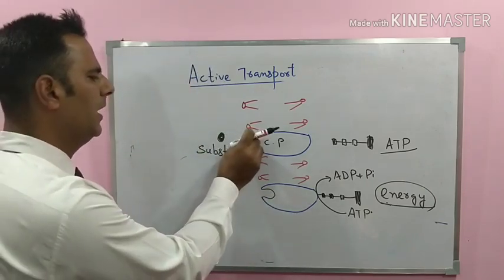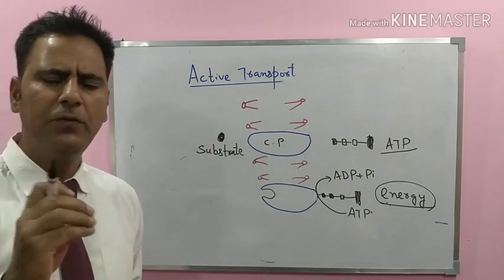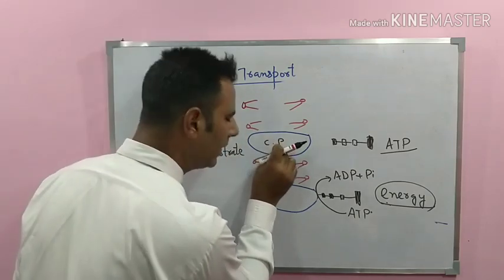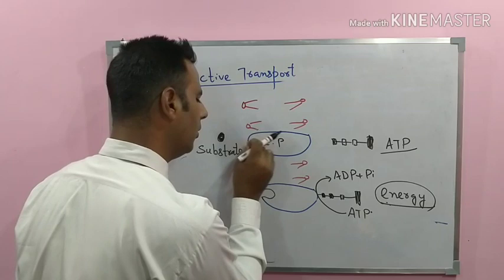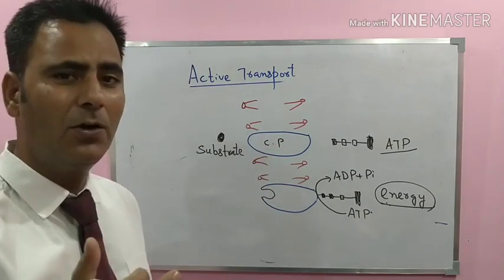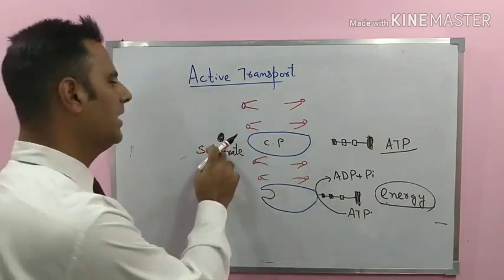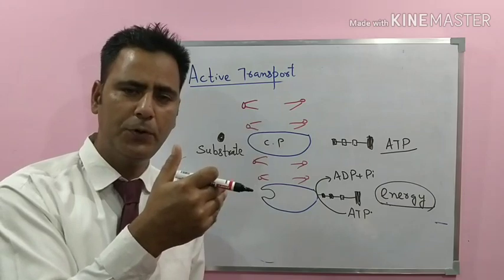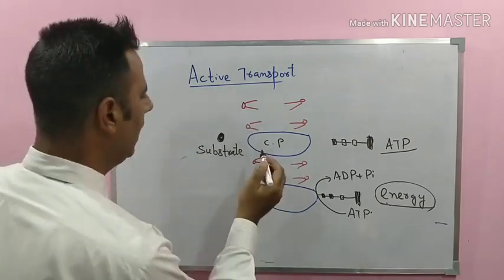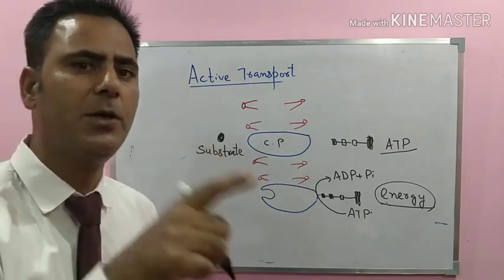Substrate is not going to bind with the carrier protein directly. The binding of carrier protein with the substrate is a specific thing. The substrate binds on the active site of the carrier protein, or we can say the active surface of the carrier protein. It will bind at a particular site which we call the substrate binding site.